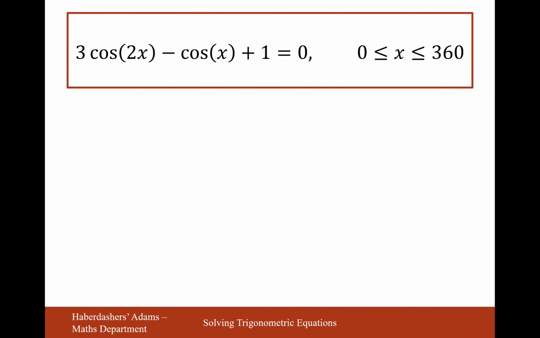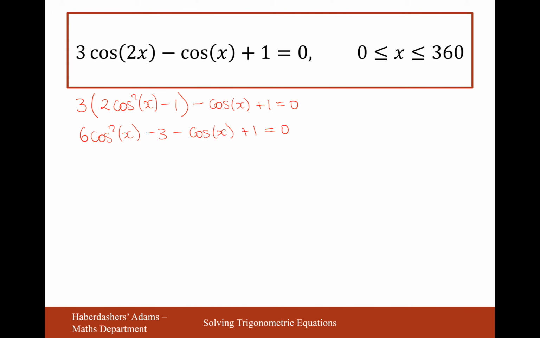Okay, let's move on to the next question, and in this question we've got cos 2x and we want to turn it into something related to cos. So remember that there's the identity 2 cos squared x minus 1, that's equivalent to cos 2x, and then it would be minus cos x plus 1 equals 0. So let's expand those brackets. 6 cos squared x minus 3 minus cos x plus 1 equals 0. So let's just simplify what we've got here, turn it into a quadratic, and it's going to be 6 cos squared x minus cos x minus 2 equals 0.